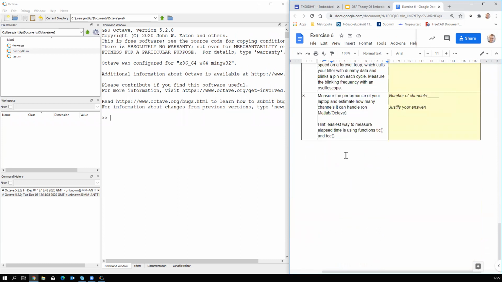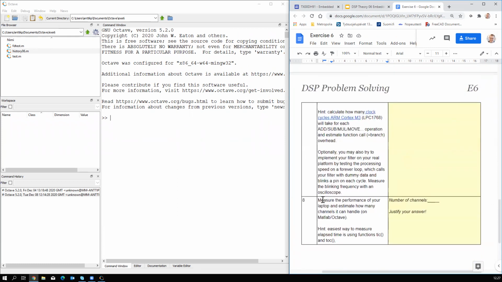Okay, and then the last exercise is basically to calculate how many channels you can do on your laptop. Easy, and this is the brute force way. Basically experimental is the only way you can do any estimation on PCs. Calculations are useless since the operating system can do whatever it pleases.